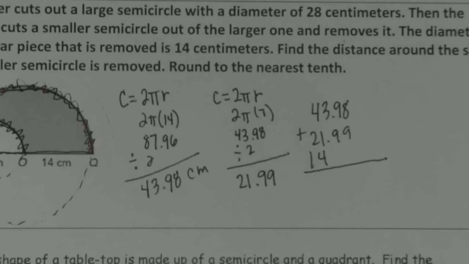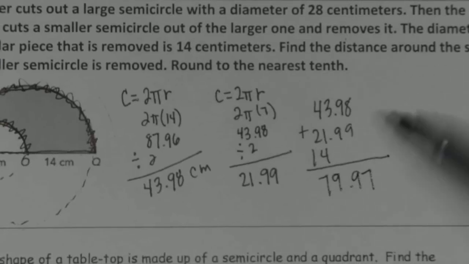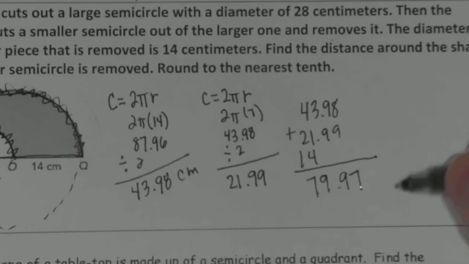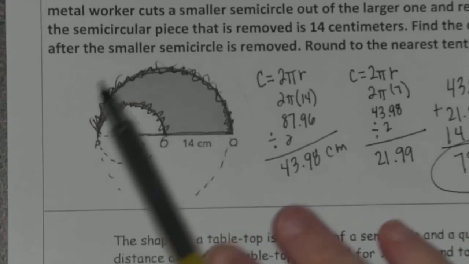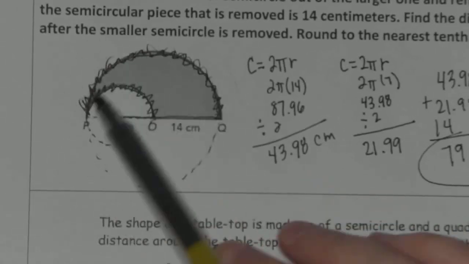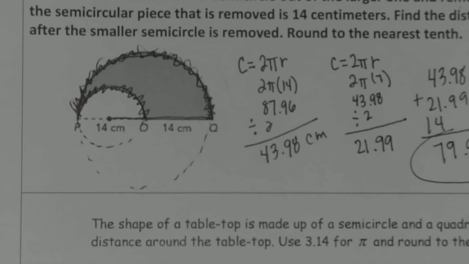When you add those together, what'd you get? I got 79.97. And that would be in centimeters. So do you see how we could use the circumference of the circle formula to find even funny shapes like the piece that was cut out of the metal here?